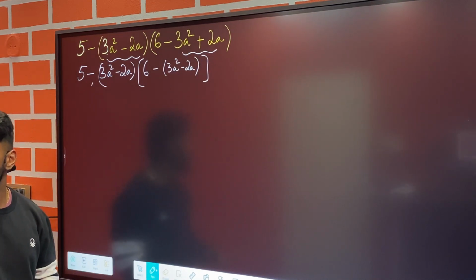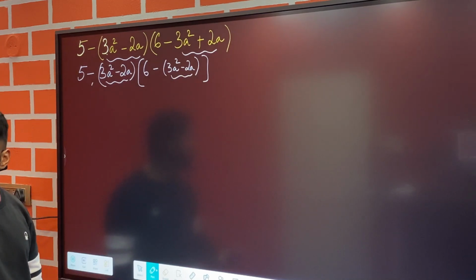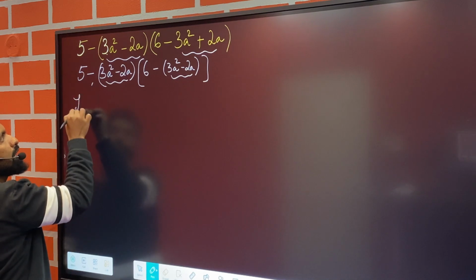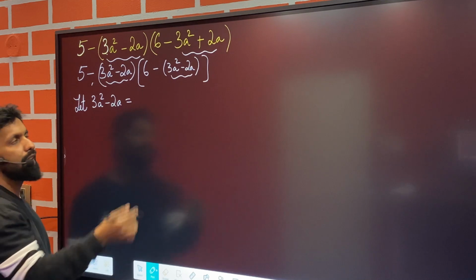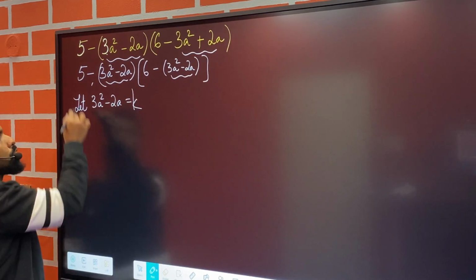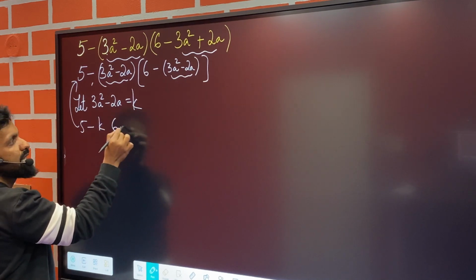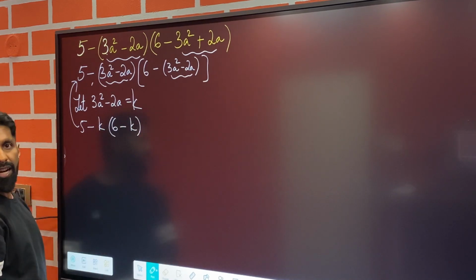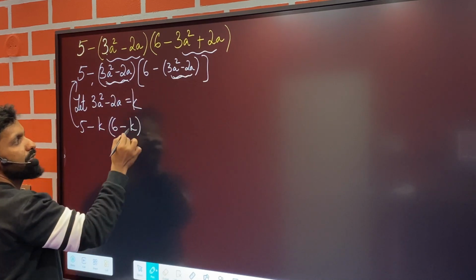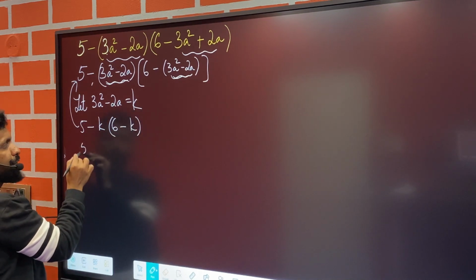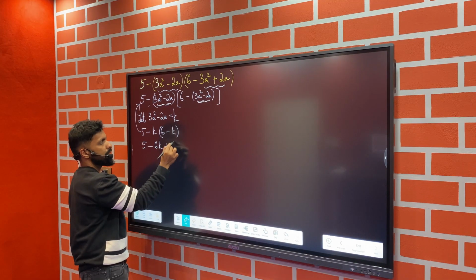I haven't changed anything. Now, can you see this term and this term are the same? Yes. So I can assume it as some other variable, right? So let 3a square minus 2a is equal to any variable, let us say k, right? So what does this expression now become? 5 minus k into 6 minus k. Use brackets in the correct places. Instead of this, I have used k, 6 minus, instead of this, again I have used k. Yes, now open the brackets. 5 minus 6 into k is 6k, minus into minus plus k square.